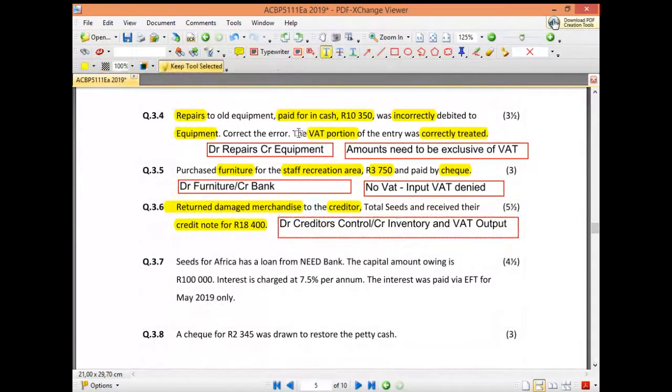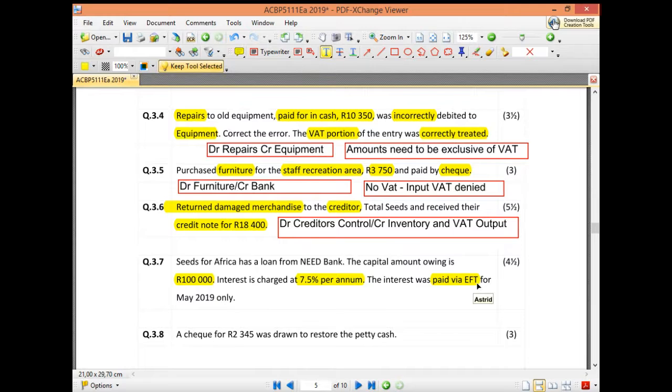Okay, then 3.7. Seeds for Africa has a loan from Needs Bank. The capital amount owing is 100,000. Interest is charged at 7.5%. The interest was paid via EFT. Okay, so what you need to see here is how much capital do we owe? What is the interest per annum? And then that we paid it via EFT.